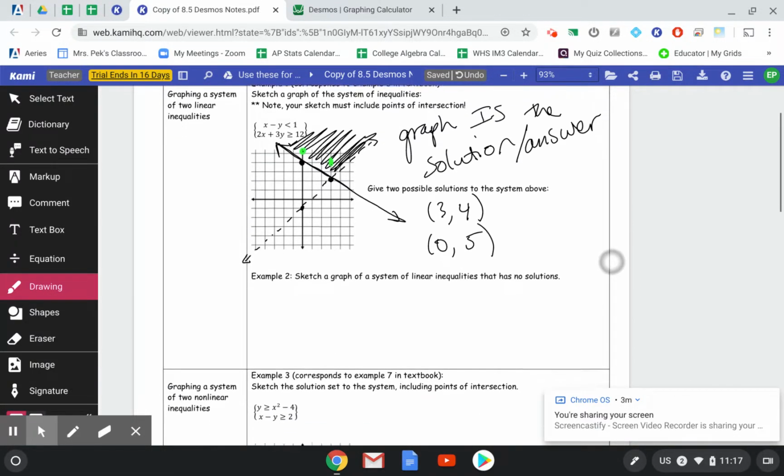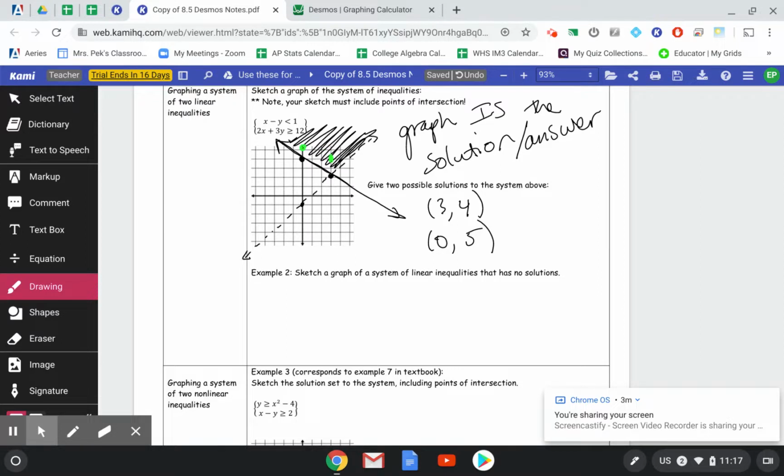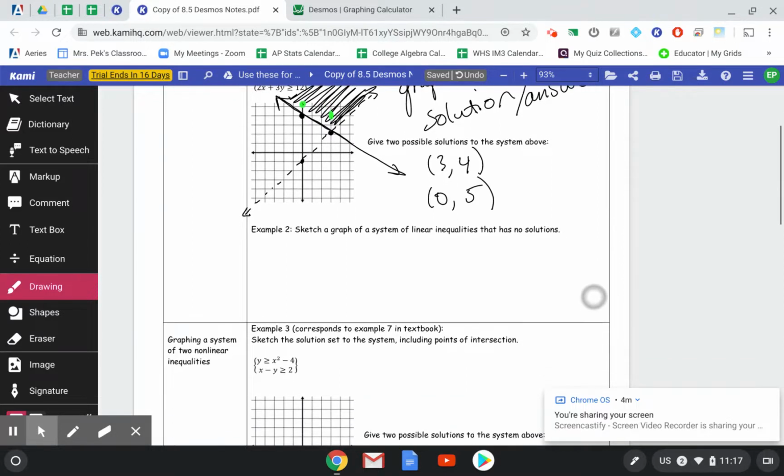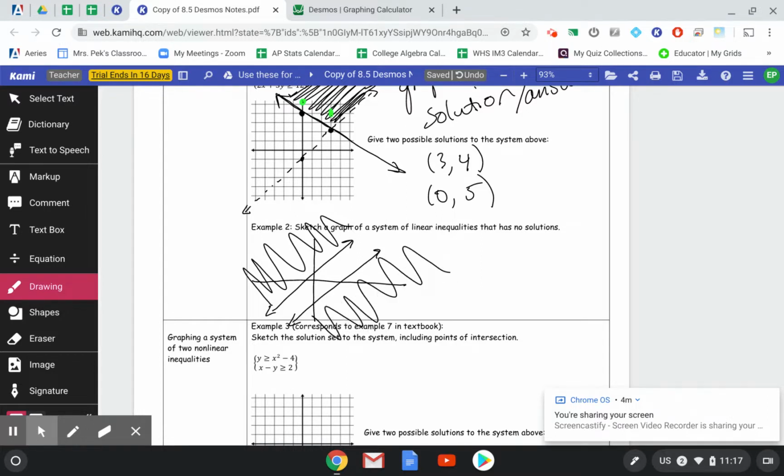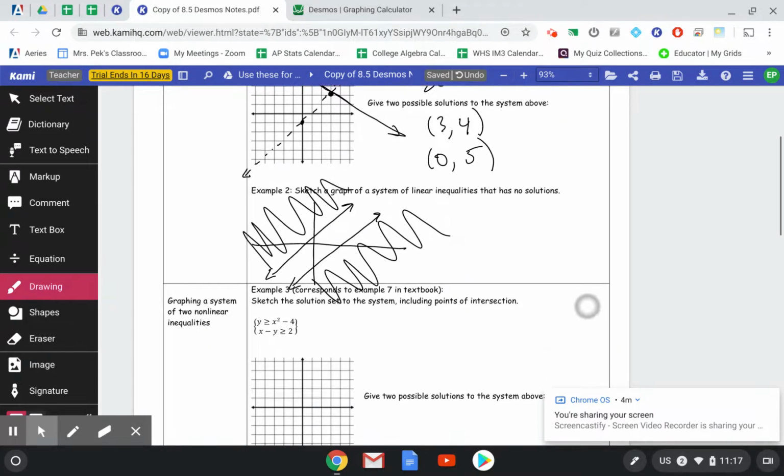Okay, so example 2 says sketch a graph of a system of linear inequalities that has no solutions. So if I want a graph of linear inequalities that have no solutions, one way to do that is to have 2 parallel lines. And then for the shading, it's not enough that they're parallel, actually. It has to be true that the shading goes opposite directions, that the shading doesn't overlap. So that is one way of having a system with no solutions.